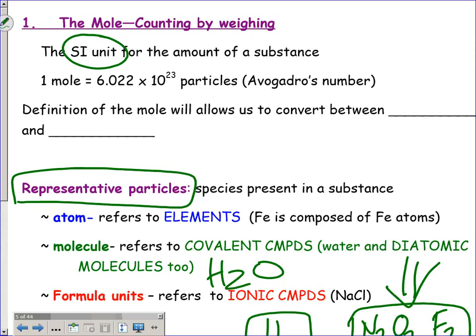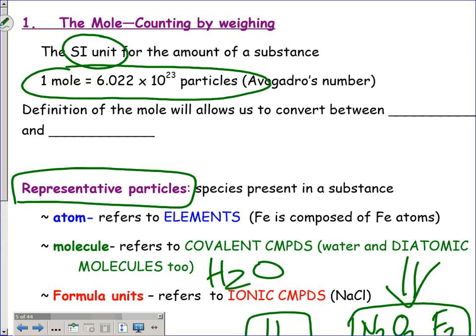We know that the mole is also equal to 6.022 times 10 to the 23 particles, and that number is named after a man called Avogadro. Yes, ma'am. This information is not there yet, so we're getting there soon. Okay? So the definition will always allow for us to convert between what and what.